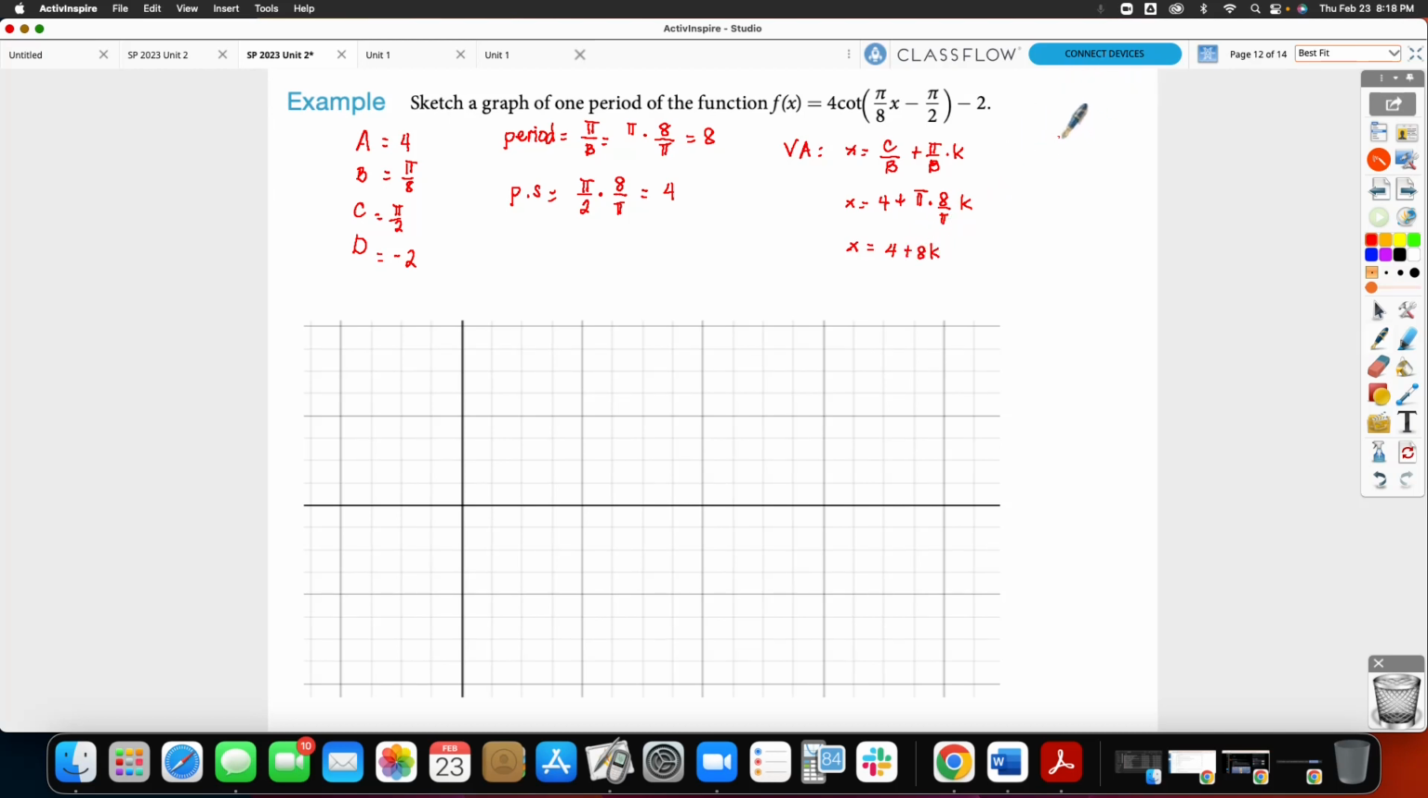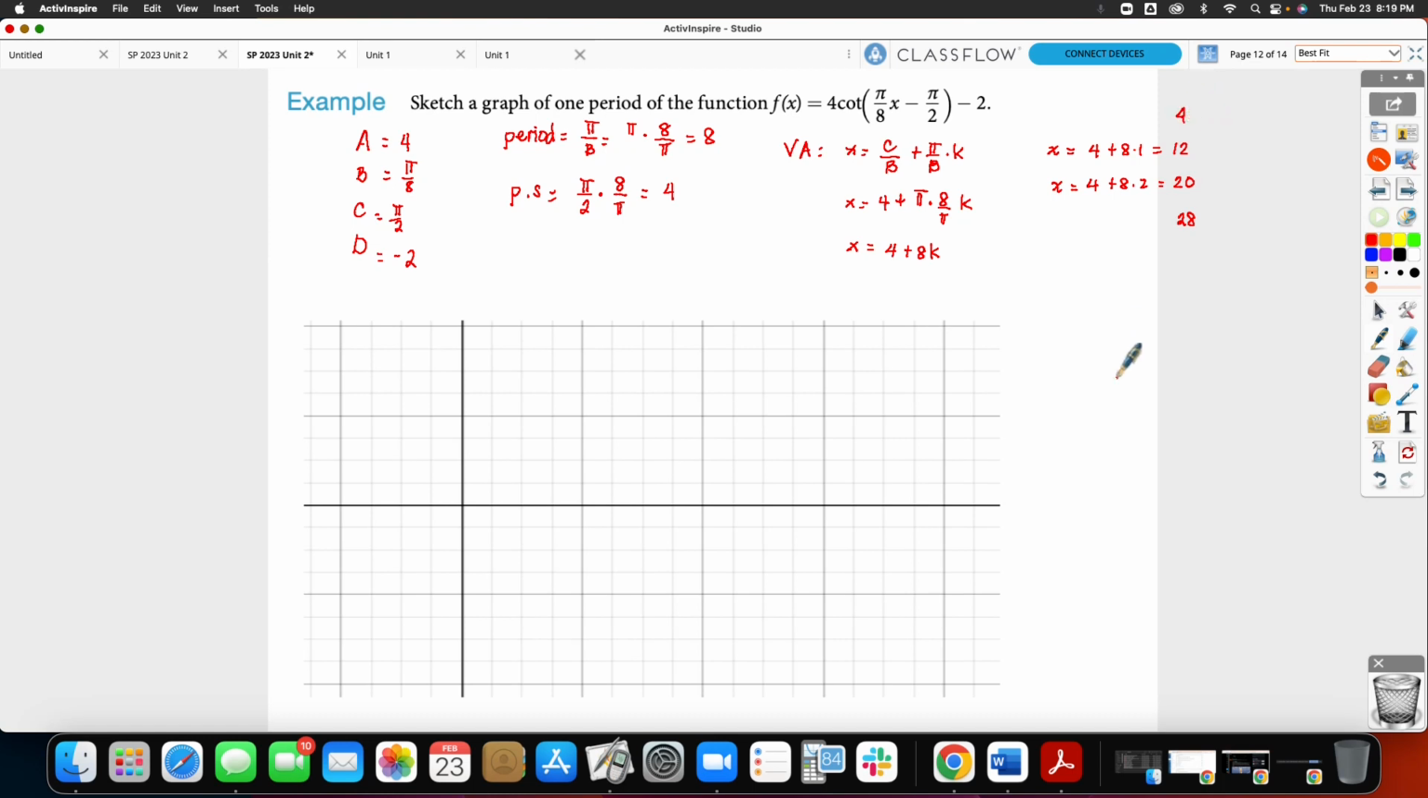So let's look at the first asymptote. If k is equal to 1, then you have 4 plus 8 times 1, which is equal to 12. If k is equal to 2, we get 4 plus 8 times 2, that gives us 16 plus 4 is 20. So notice that the difference between successive asymptotes is equal to 8, which is the period. To get the next asymptote, you just add 8. To get the asymptote before the 12, you subtract 8.